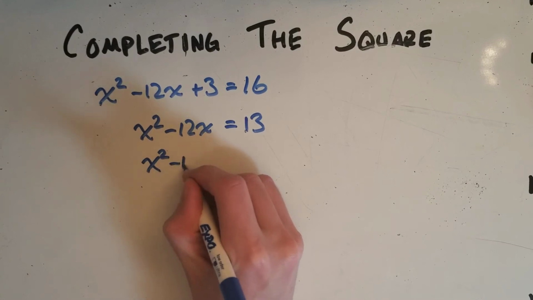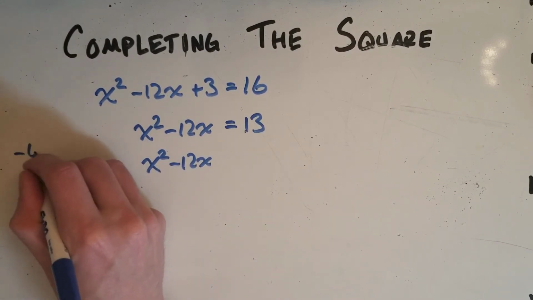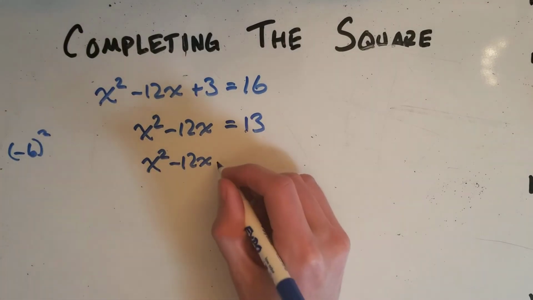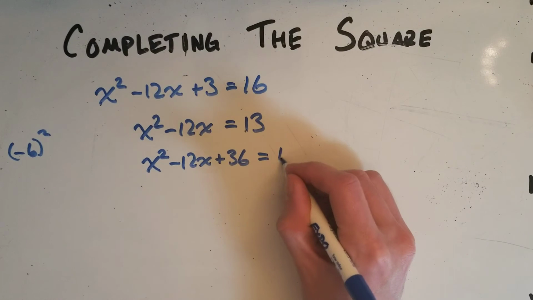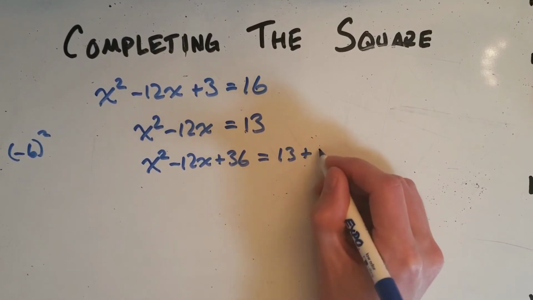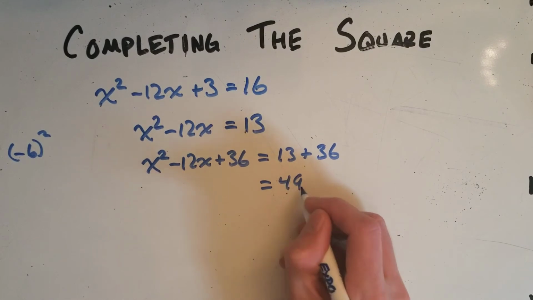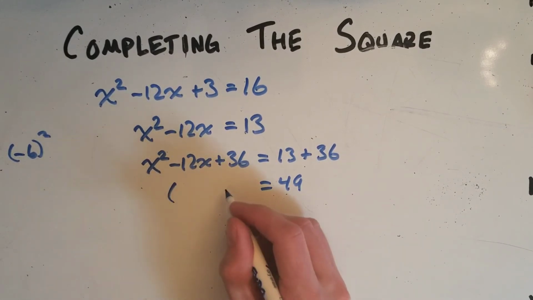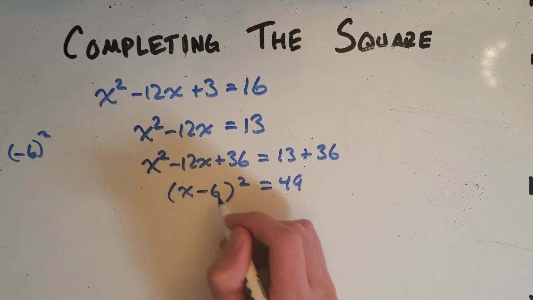Now let's go ahead and complete the square on the left side. So x squared minus 12x. To complete the square, you're going to take half of the 12, so it's negative 6 squared, that's plus 36. So you add 36 to the left, you have to add 36 to the right. When you add 36, you should get 49. Over here, we can turn this into x minus 6, all squared, since half of the b was 6.